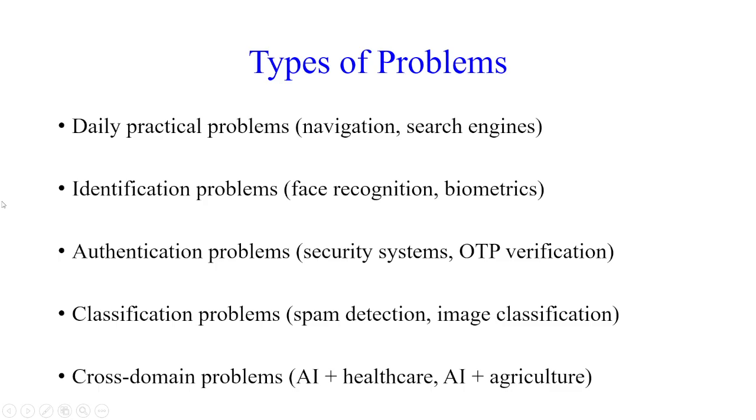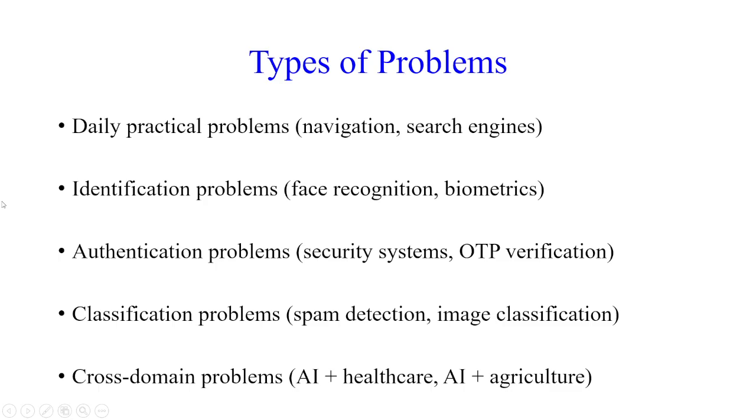Fourth one is the classification problem. Spam detection is a perfect example. AI classifies an email as spam or not spam. Image classification is another. Given a photo, AI classifies whether it is a cat, a dog, a car or a person. This is majorly being used, and in various research purposes, these images are dealt with.